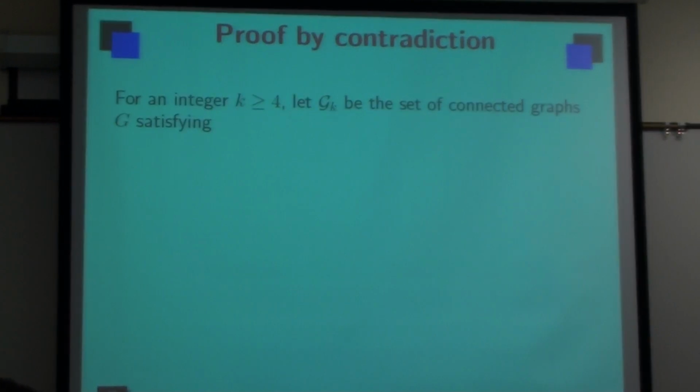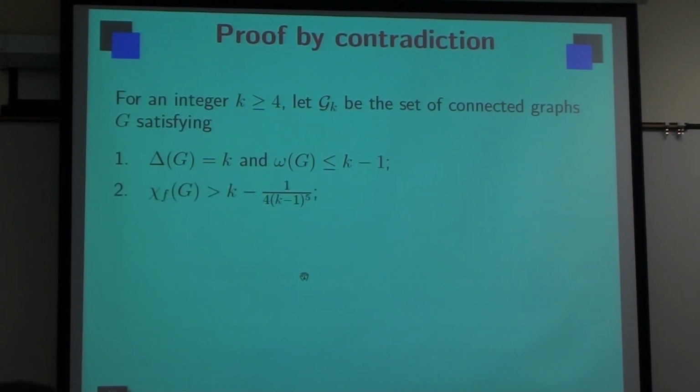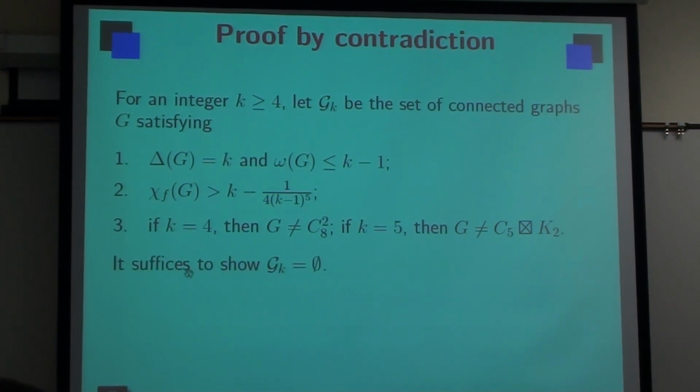So our idea to prove our theorem is to consider the minimum counterexample. Assume the answer is not correct; then there should be some graph which satisfies all these conditions, and we assume the graph has the minimum number of vertices. First of all, we assume its maximum degree is K, and its chromatic number is K minus 1. Then we also assume that the fractional chromatic number is at least K minus 1, and it's not a certain type of graph. Then we'll show the set is the empty set.